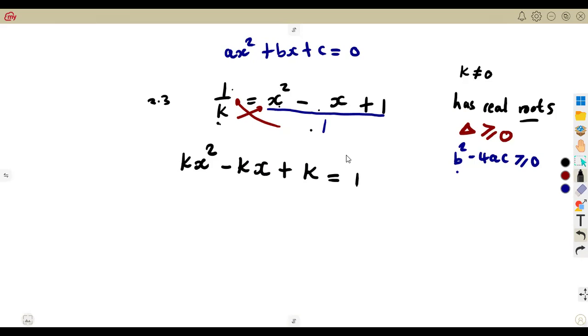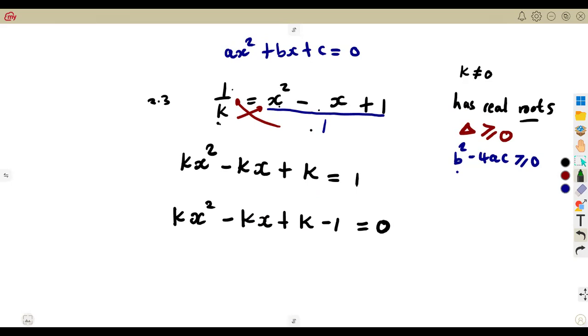So looking into our quadratic equation, we need one side to be equal to 0. So we're going to take the 1 to the other side. So it's going to be negative. So we're going to have kx squared minus kx. All right. Taking the 1, we said it's going to be negative. So it's going to be plus k minus 1, which is equal to 0. This equation that we have just formed is exactly our quadratic equation, the format that we have.